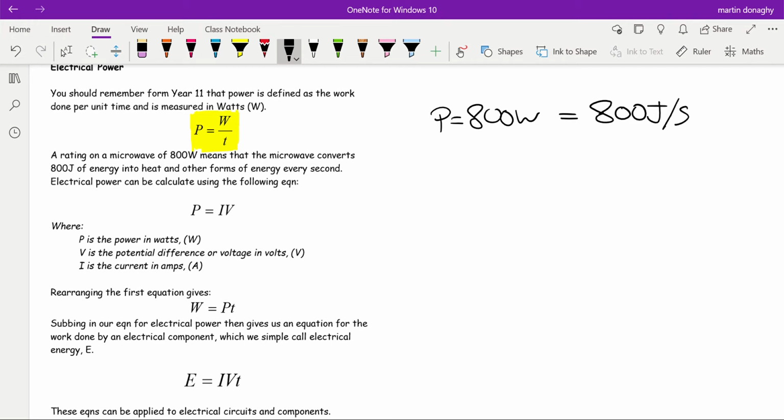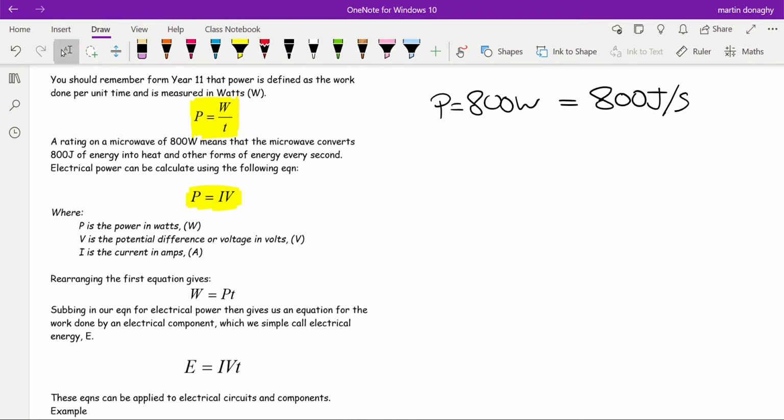Okay. However, we have another equation for power that works with just electrical circuits, which is power is equal to the current times the voltage. Okay, so power is equal to current times voltage, current in amps, voltage in volts. And that will give us a power also in watts.